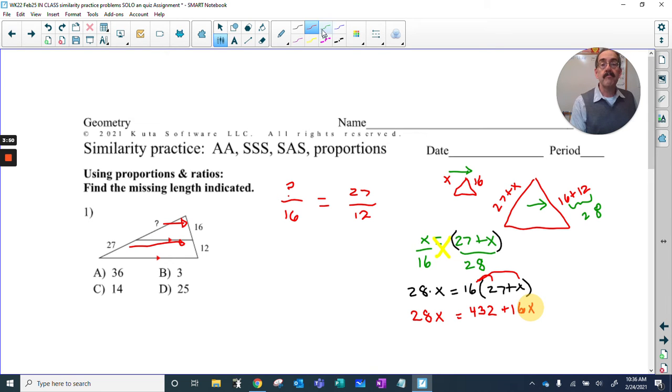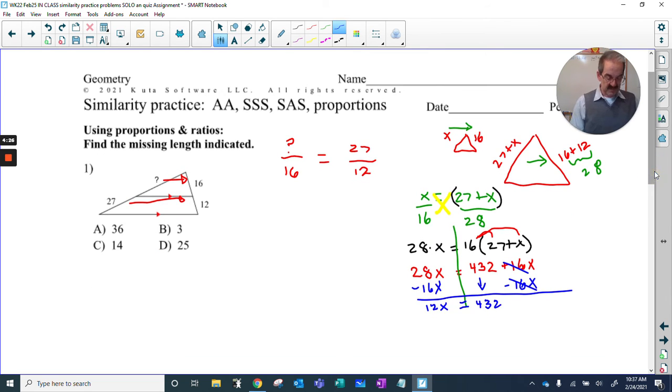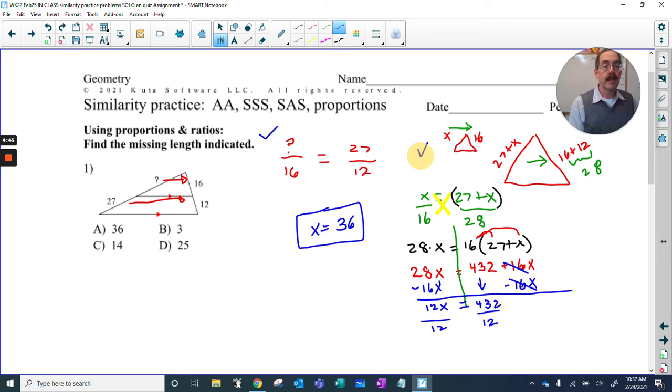Now comes that math piece, draw your line, got to get all the numbers together, all the letters together. The opposite of a plus is a negative, so I have positive 16x, I'm going to subtract that across. The 16 goes away. 28 minus the 16 gives us 12 of those x's. We still have the equals, and we still have the 432. Opposite of multiply is divide, so we're going to divide both sides by 12. And lo and behold, our x is 36. Partial credit, partial credit.